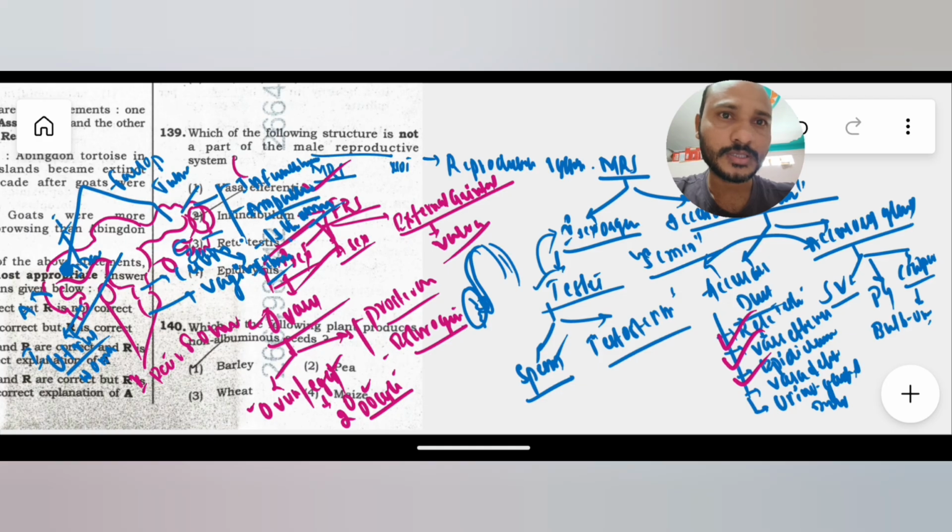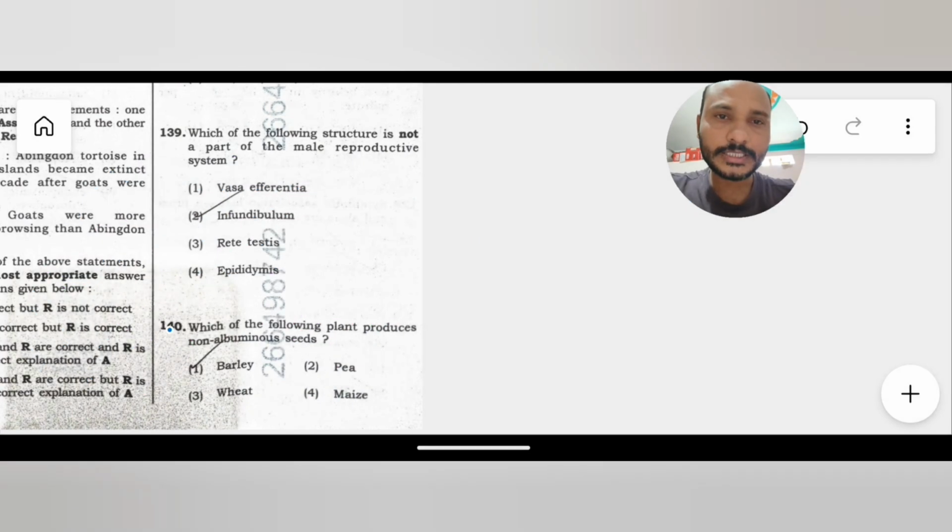So find out, infundibulum: what is it? It is a female reproductive part of the fallopian tube. It is not a part of the male reproductive system. Okay, fine. So next, the 140th question.